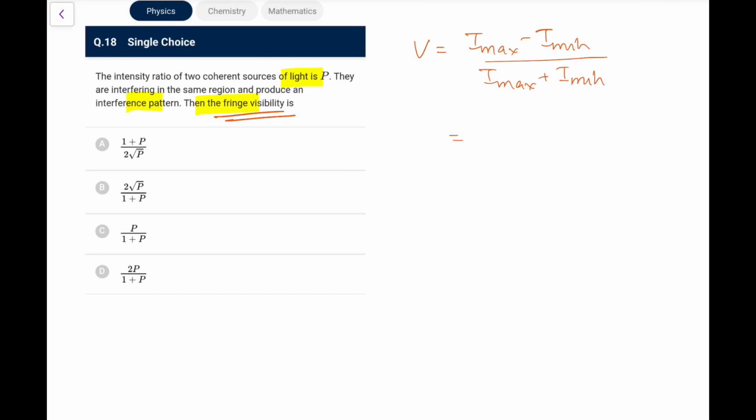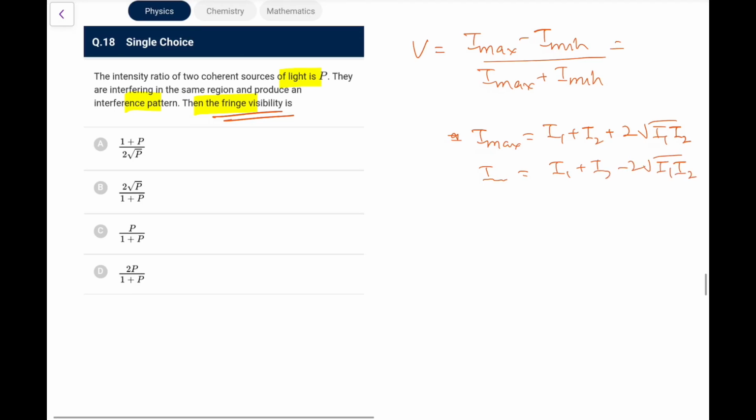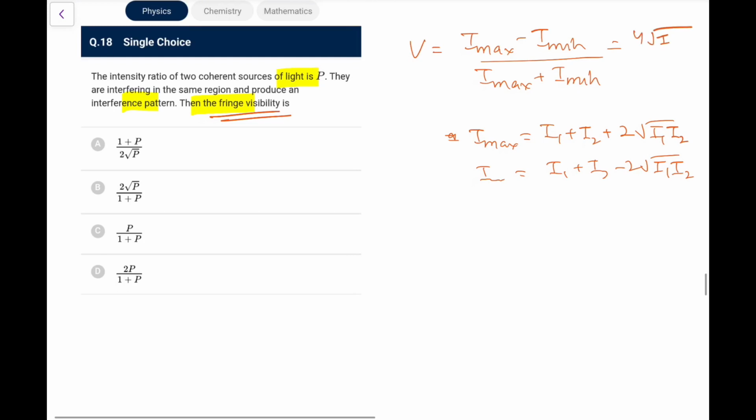So it would be Imax minus Imin upon Imax plus Imin. So if you do that, you remember Imax is I1 plus I2 plus 2 root I1 I2, and Imin is I1 plus I2 minus 2 root I1 I2, if you remember this thing. So this becomes, this 2 and 2 will become 4 root I1 I2, and Imax plus Imin will become 2 times I1 plus I2. So what you have, this V as 2 root I1 I2 upon I1 plus I2.